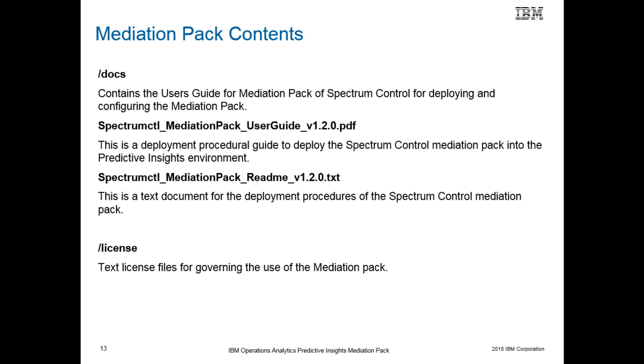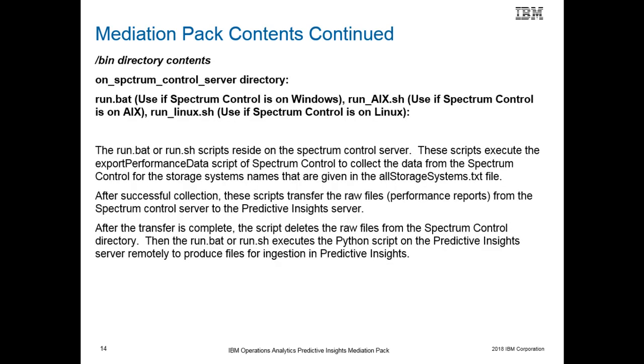The docs directory contains the user guide and the README files for the deployment procedures for the Mediation Pack. The license directory contains the license files that govern the usage of the Mediation Pack. The bin directory contains two subdirectories for both the Spectrum Control and the Predictive Insights server scripts.